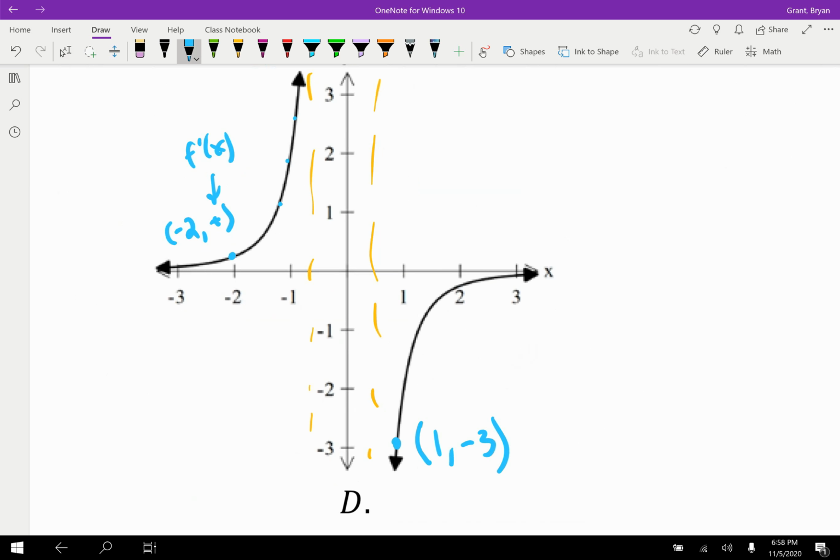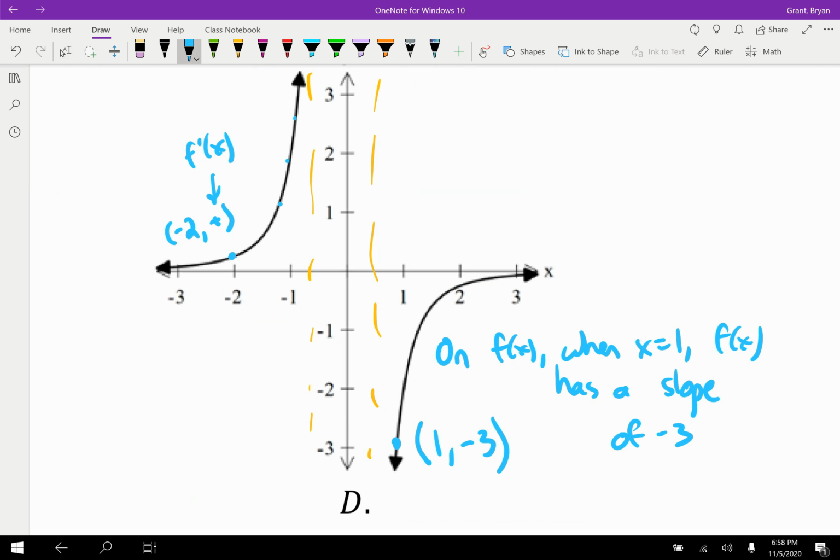So what is that telling us? Well, it's telling us that on f of x, when x equals 1, f of x has a slope of negative 3. There's a negative steepness there. And that could confuse you because you're like, but wait, this graph is going up. You're right, it is going up. But it doesn't matter the slope of this graph.